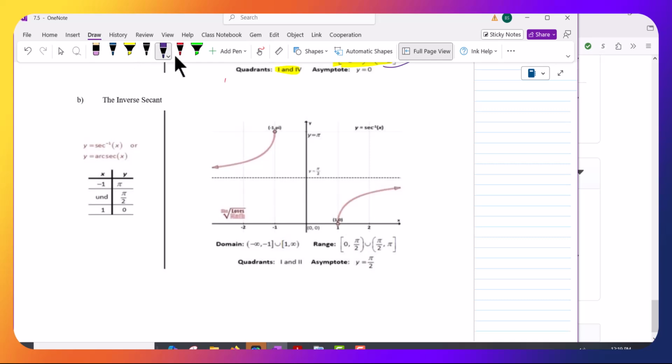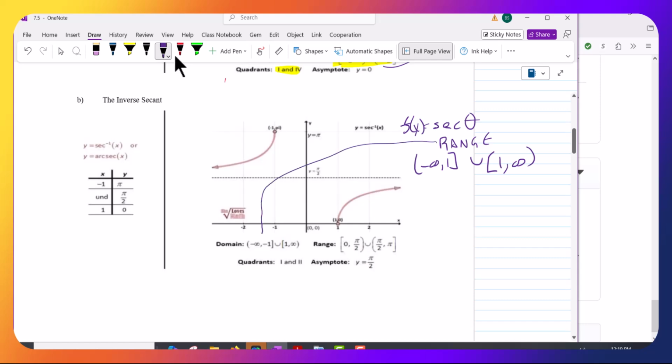And the way this goes, a couple of things on this. If you have a secant theta, well, the range of a secant is just like it is on a cosecant. It's all numbers bigger than 1, and all numbers smaller than -1. Okay, so when we do an inverse, the range turns into the domain. So that's why the domain of an inverse secant is negative infinity to -1, and then 1 to infinity like that. The range goes like this. It's going to go from 0 to pi over 2, and then pi over 2 to pi.